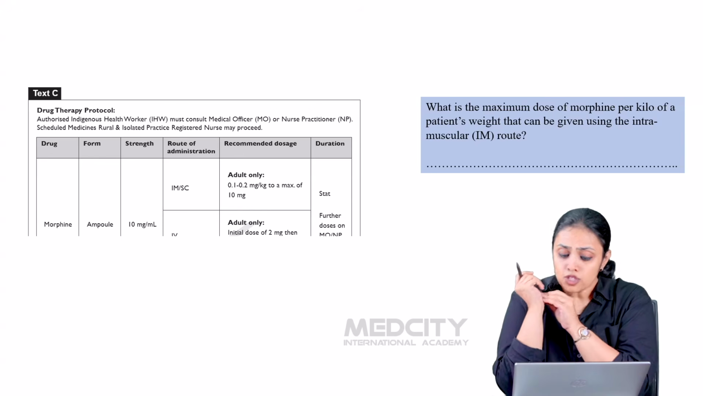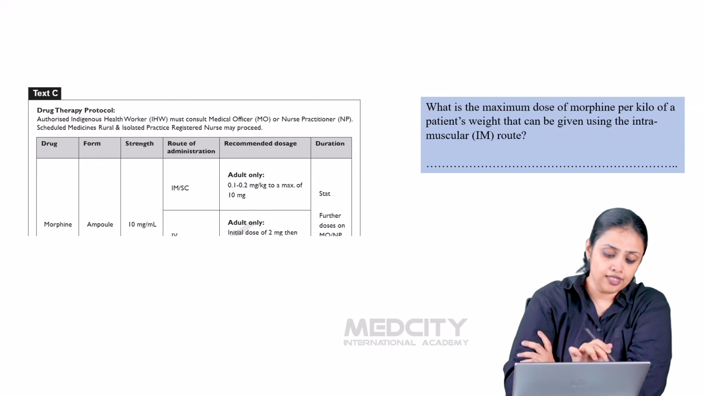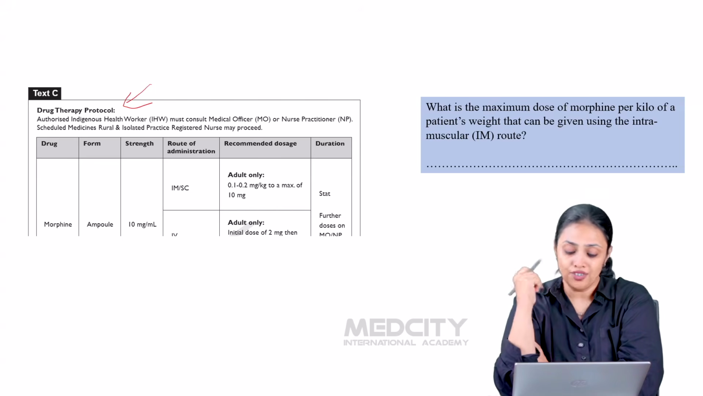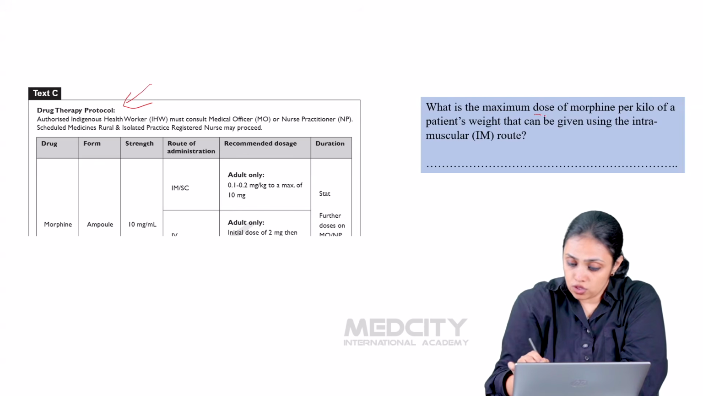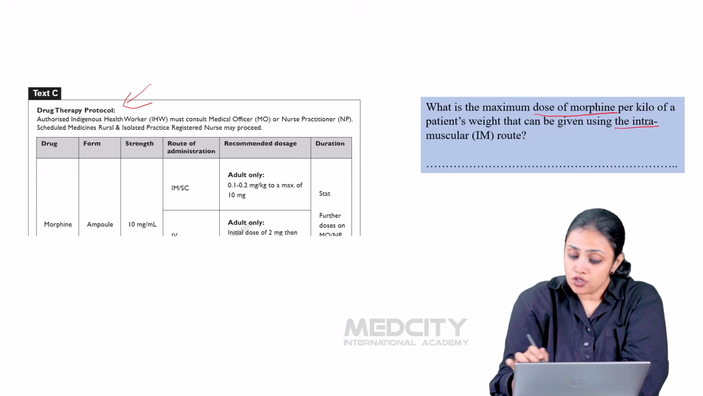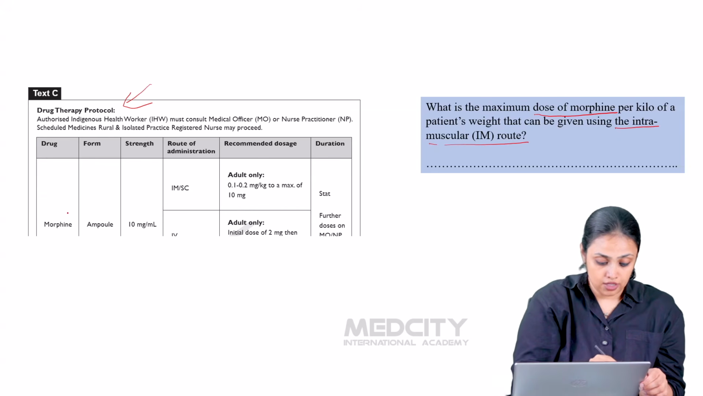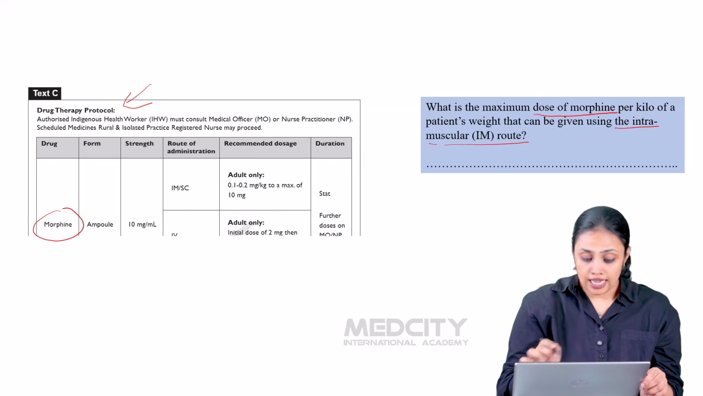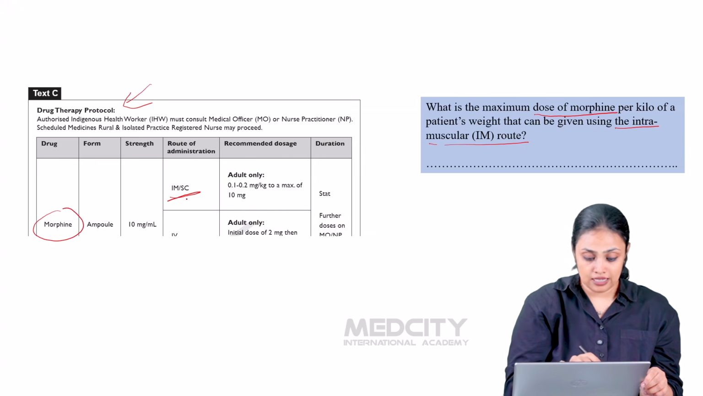Now this question says, what is the maximum dose of morphine? So immediately our attention will come to this drug therapy protocol, which talks about drugs. And then the question is regarding the dosage of morphine that can be given using intramuscular route. Now as you can see in this table, there is an entry for morphine, and it's talking about intramuscular route. So here 2 routes are given, intramuscular and subcutaneous, SC.